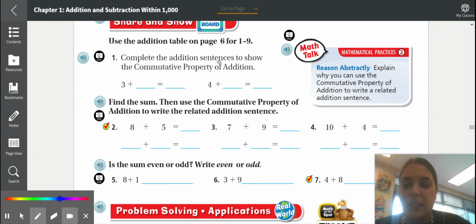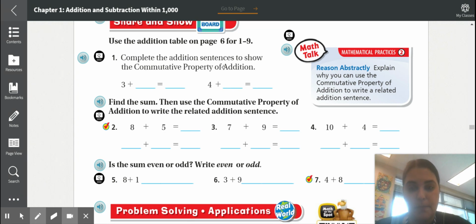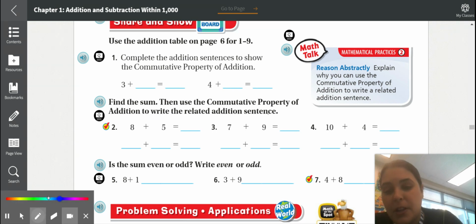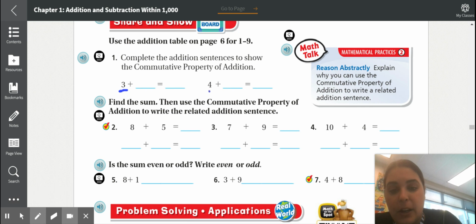Complete the addition sentences to show the commutative property of addition. Remember, the commutative property says you can take any numbers that you're adding together, put them in any order, and get the same sum or the same answer. So we have 3 plus blank equals blank and 4 plus blank equals blank. Well, we need to use the same add-ins. So we know we need to use 3 and 4.